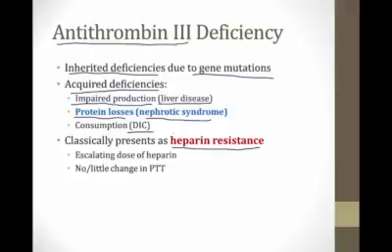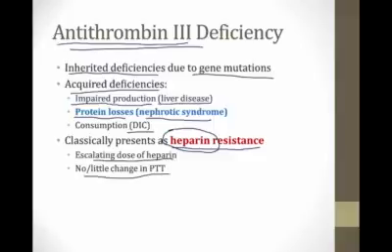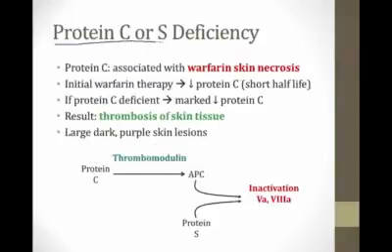In another module, I talk about how the drug heparin works, but for our purposes here, you should know that it works by activating antithrombin 3. So if you are deficient in antithrombin 3, the patient can be exposed to escalating dosages of heparin, but there'll be little or no change in the PTT, and that's because there's not enough antithrombin 3 around for the heparin to work. If you are deficient in protein C or protein S, this will lead to a hypercoagulable state.